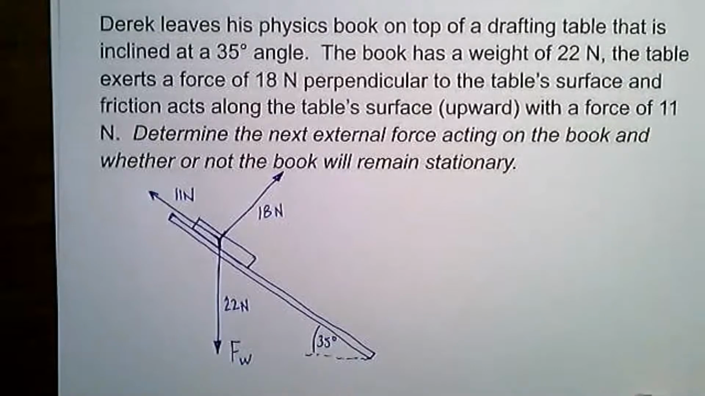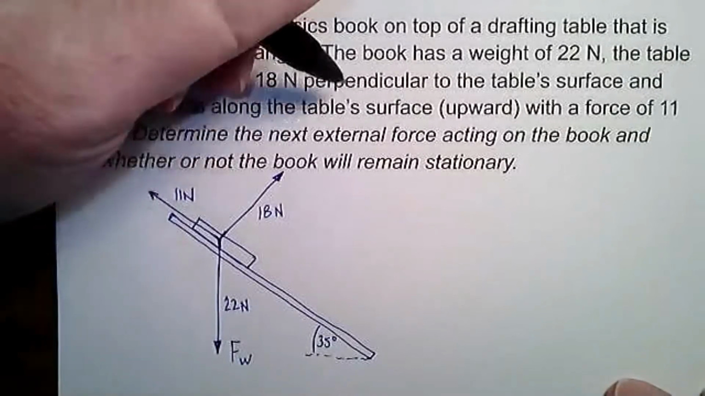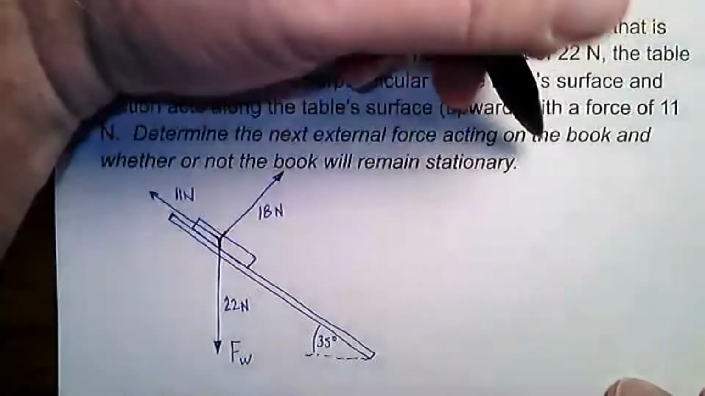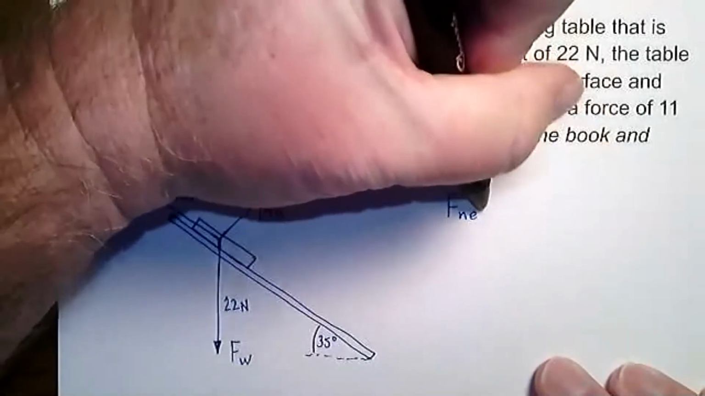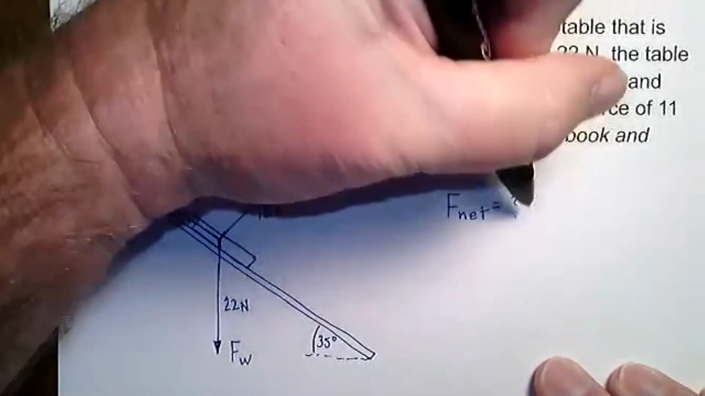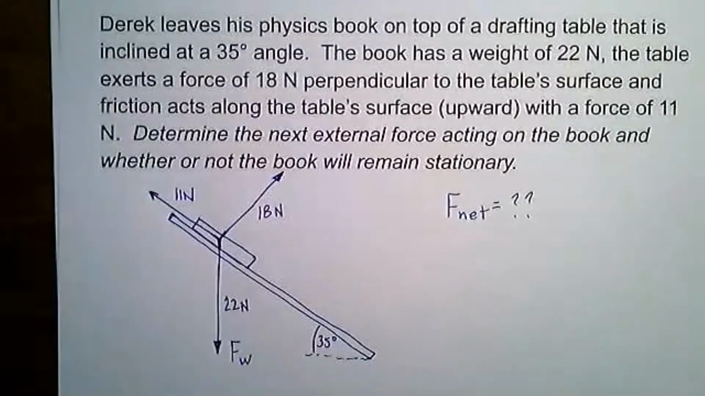Okay, so these are the three forces that I have acting here. It doesn't mention any other force. And what this wants to know is what F net is. So that's what they're asking us for. And then later on it asks whether or not the book's going to remain stationary. So this is a fairly complicated question.